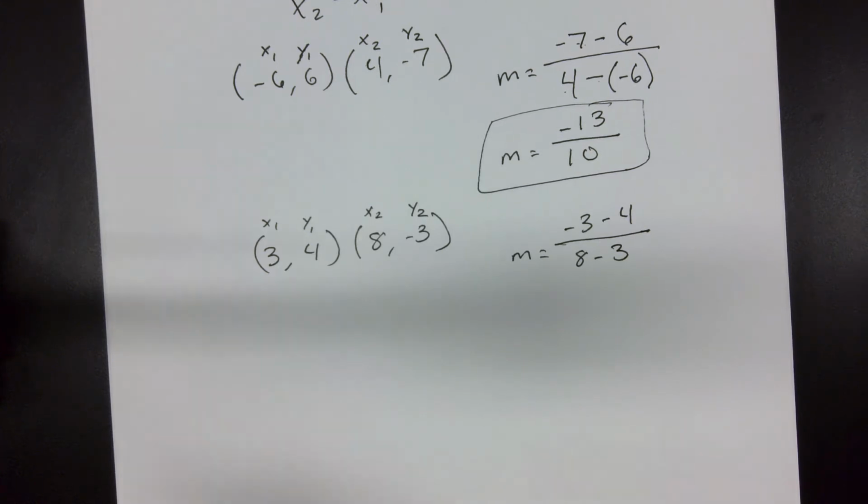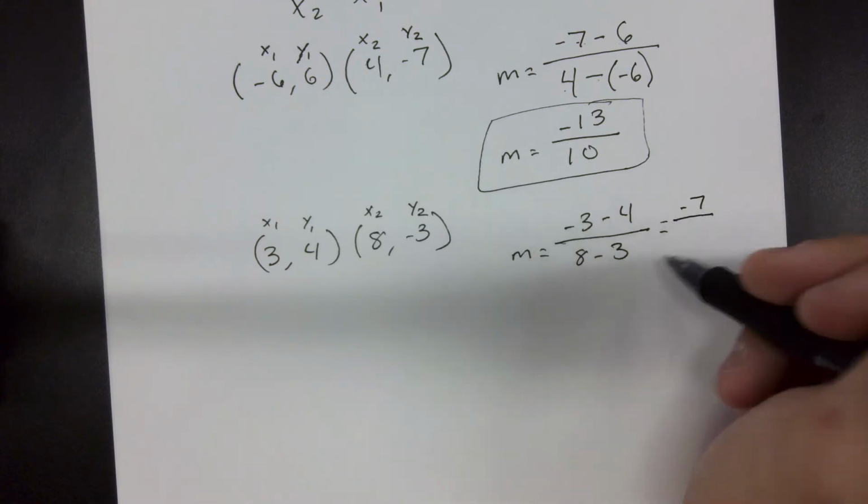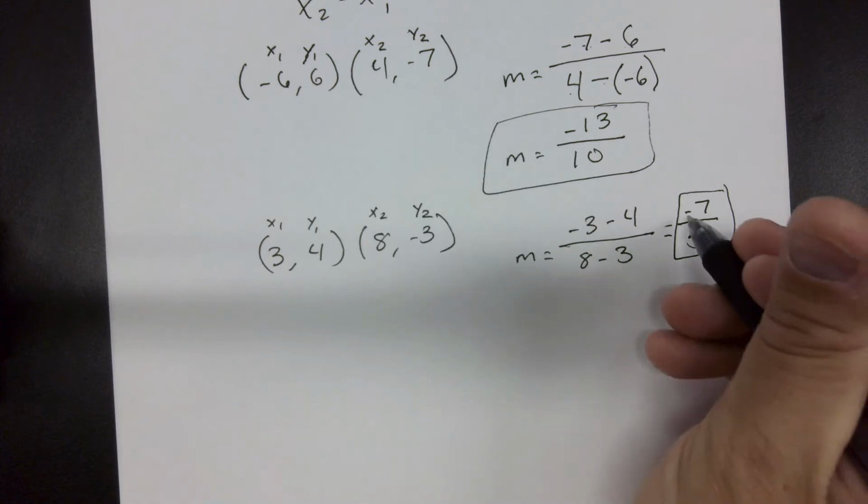Negative 3 minus 4 is negative 7. 8 minus 3 is 5. So the slope of that one would be negative 7/5.